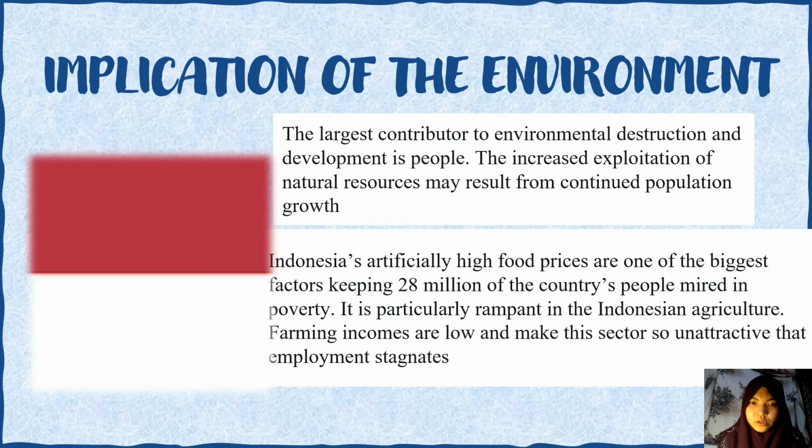The largest contributor to environmental destruction and development is people. The increased exploitation of natural resources may result from continued population growth. Indonesia's artificially high food prices are one of the biggest factors keeping 28 million of the country's people mired in poverty. It is particularly rampant in Indonesian agriculture. Farming incomes are low and make this sector so unattractive that employment stagnates.